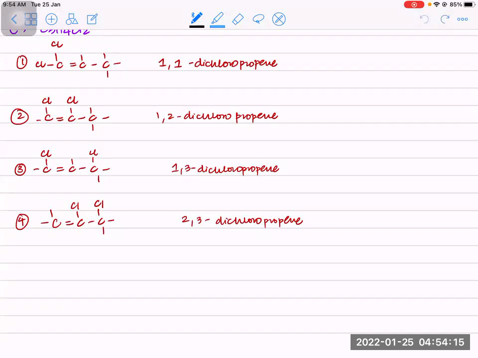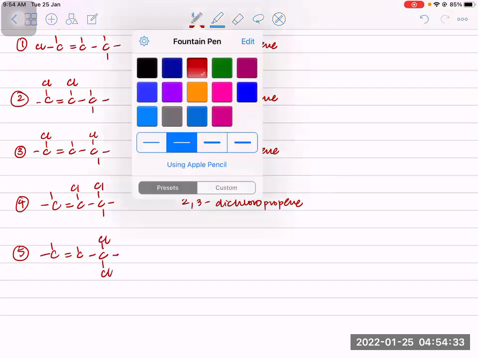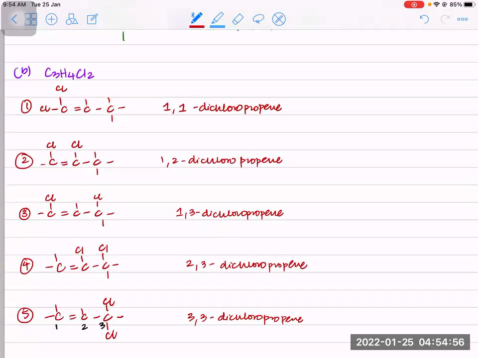Clear? Then we can have this. Then we can have what? Carbon 1. We can have both the Cl's here. This is carbon number 1, 2, 3. What is this called? 3,3-dichloropropene. Yes. So you've made all the chain and positional isomers. We can't have chain isomers really, but yeah, you get the point. Now we got to look for stereoisomers.